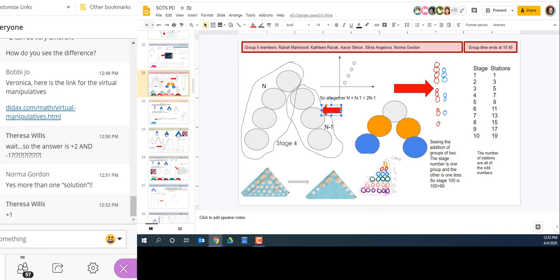So group 5, how did you see this visual? I'll dance the red arrow at it.